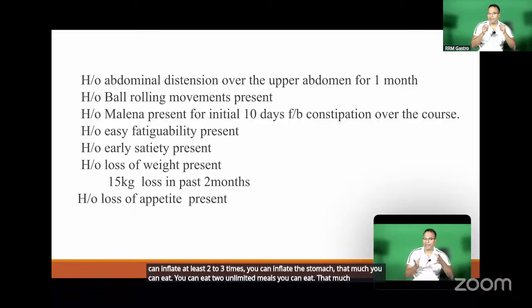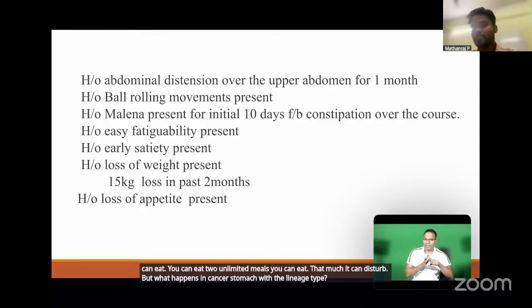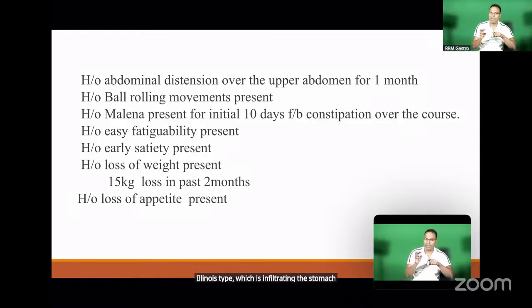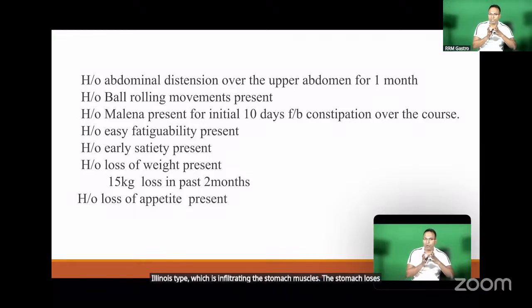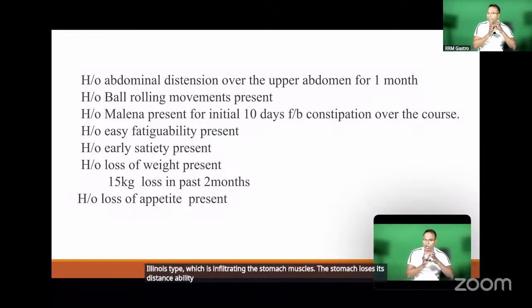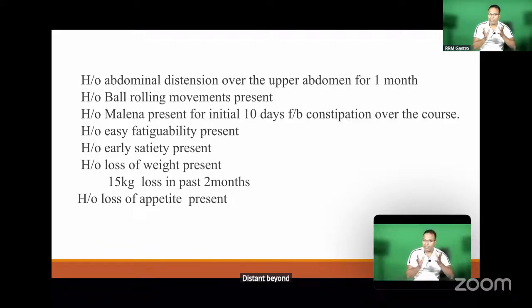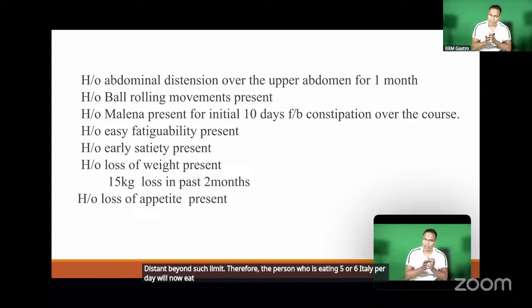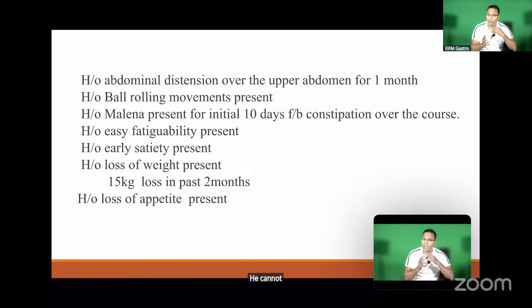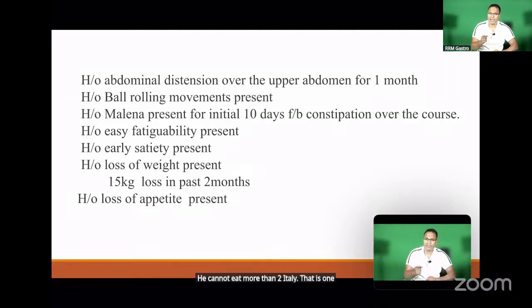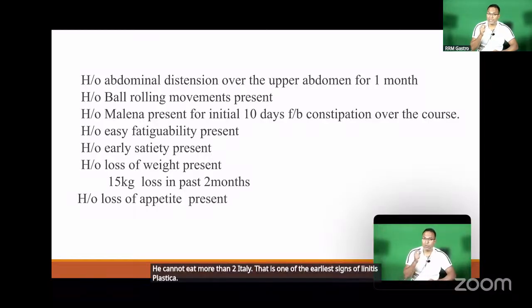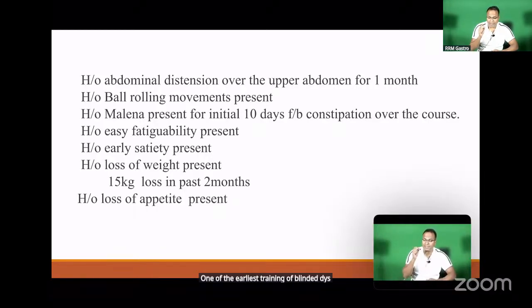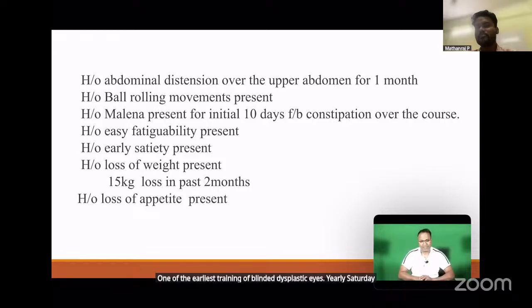It can distend. But what happens in cancer stomach of the linitis type? A linitis type, which is infiltrating the stomach muscles, the stomach loses its distensibility. So the stomach will not distend beyond a limit. Therefore, the person who is eating 5 or 6 idlis per day will now eat only 1 or 2 idlis. That is one of the earliest signs of linitis plastica. One of the earliest signs of linitis plastica is early satiety. Yes. Next, go on.